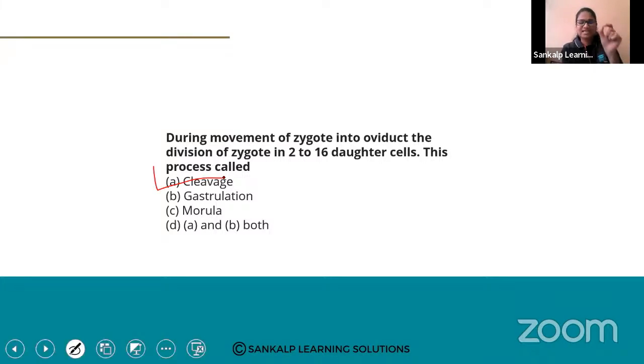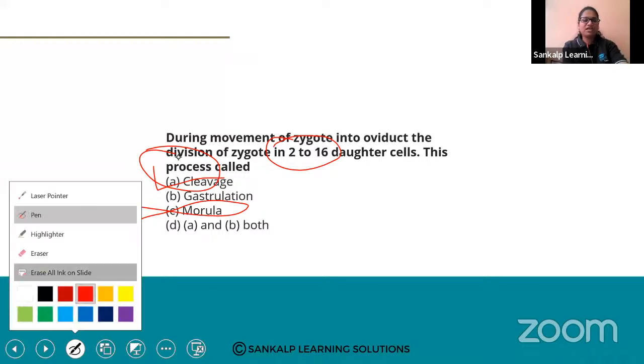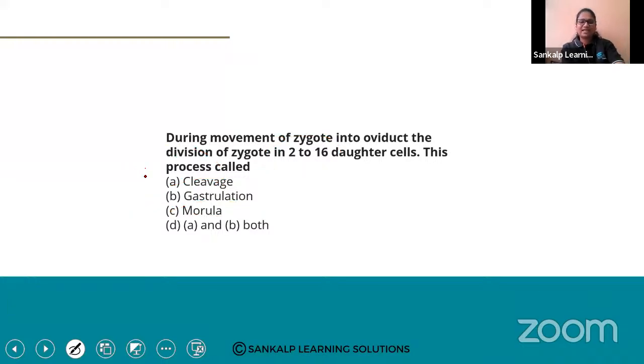That process is called cleavage. After cleavage, the 2 to 16 daughter cell structure that forms is termed a morula. But here they have asked what the process is called. So option A, cleavage, is the right answer. Yes, my dear YouTube students, be fast, guys.